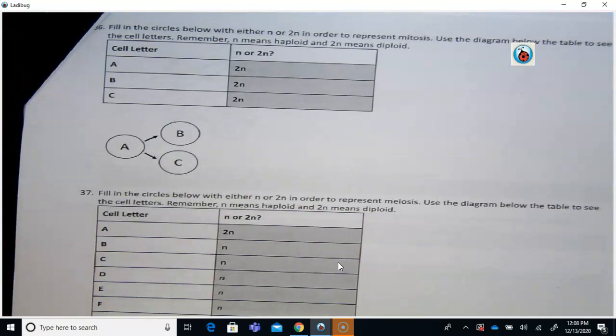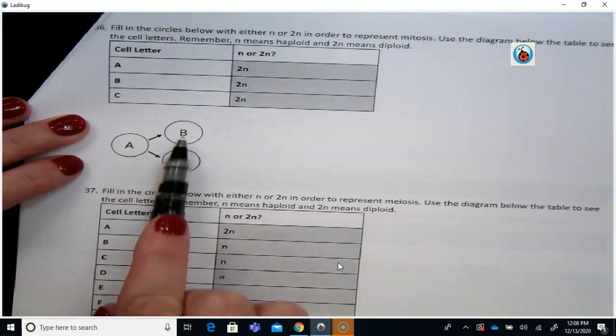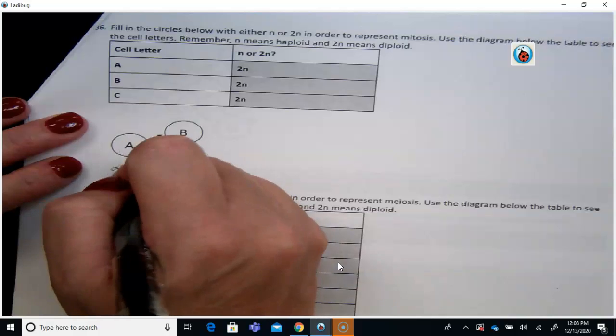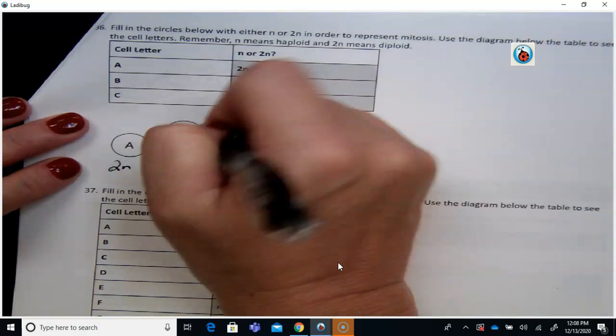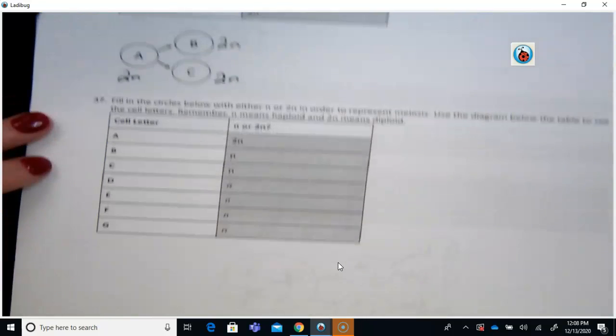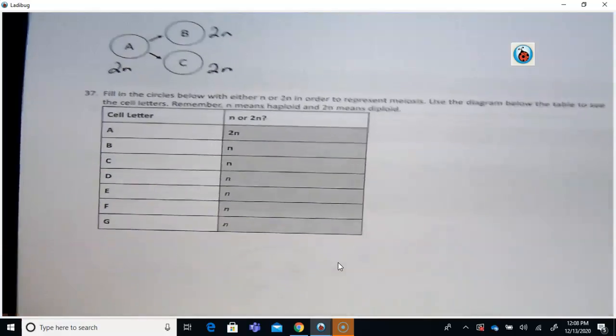Here is a picture of mitosis. This parent cell is diploid, and then these 2 daughter cells are also diploid. So the chromosome number stays the same. However, that is not the case in meiosis with number 37.